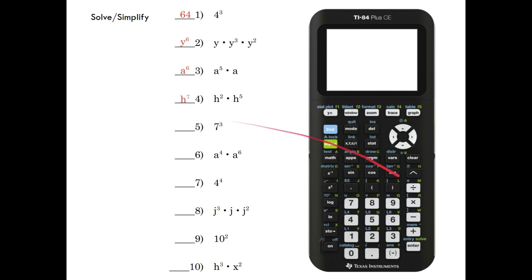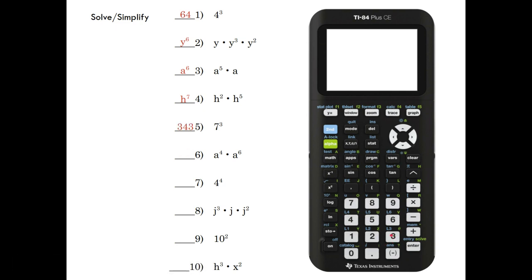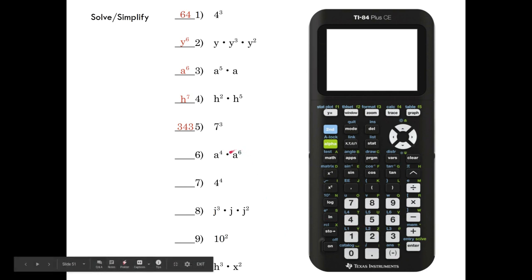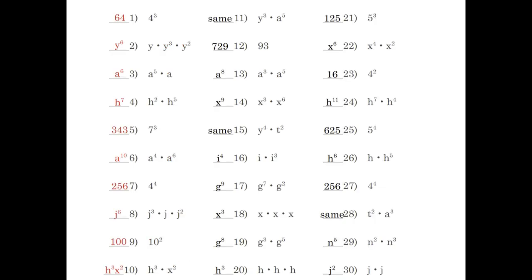And then 7 cubed, you do 7, and then this button right here, and then 3, press enter, and you get 343. In the packet, I think number 6 is different. I think it's a^4 times x times x^5, I think. So you just write that out. And then these are the answers to the other questions over here. That is it for section H.